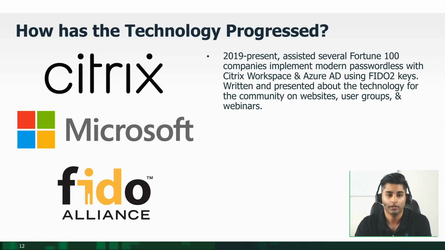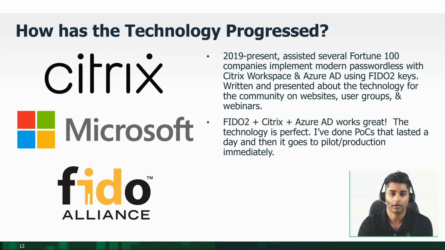I just want to show you some of the behind the scenes on what you saw in Mark's video, as well as talk about some of the lessons learned and takeaways that I've come across deploying this. So first off, how has the technology progressed? Well, since 2019, I've assisted several Fortune 100 companies implement modern passwordless with the Citrix Workspace and Azure AD using FIDO2 keys. And I've written and presented about this technology on my website, different community forums and user groups and webinars. And I can tell you, having worked with this so long now, the actual technology works great.